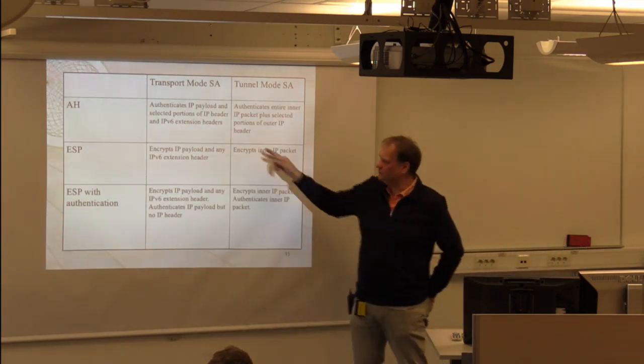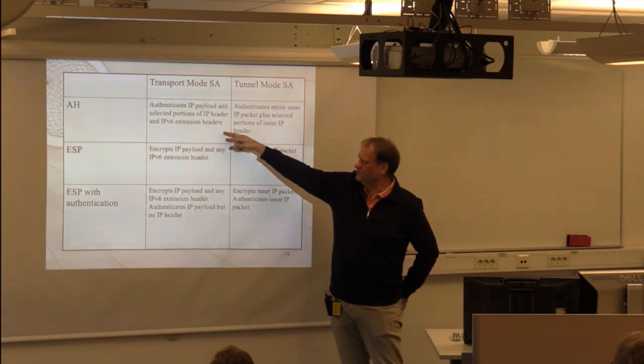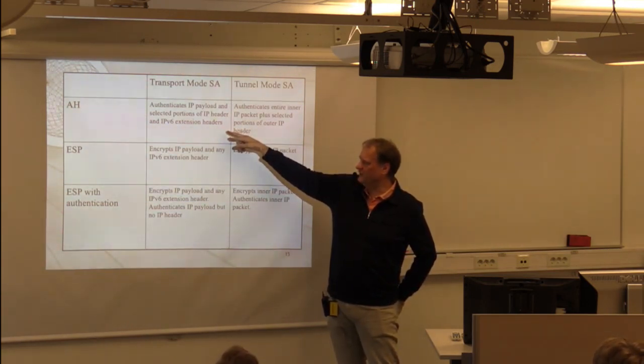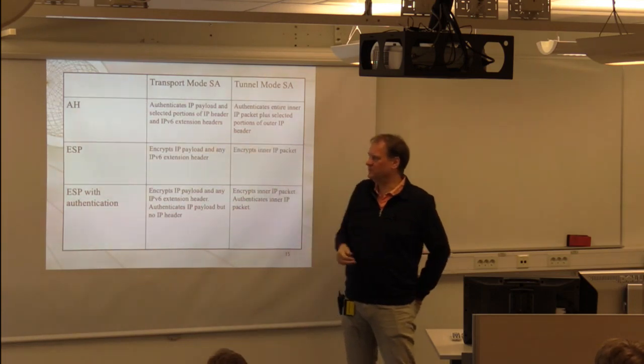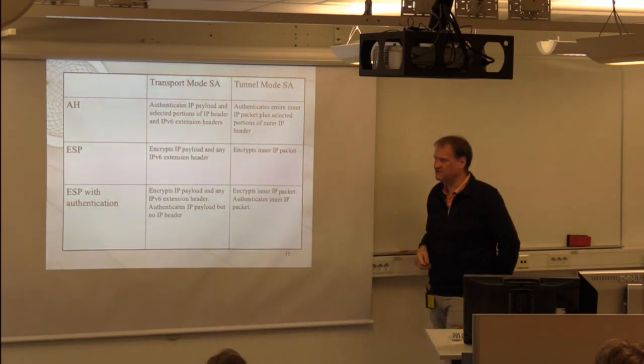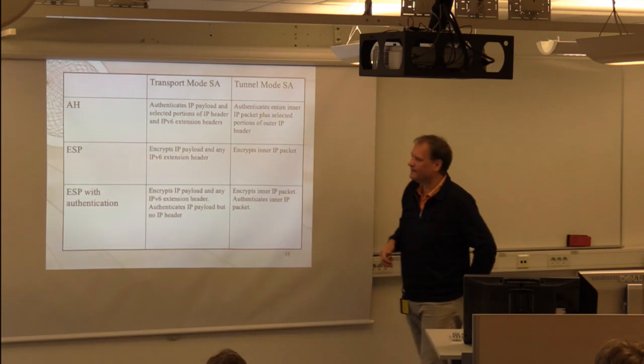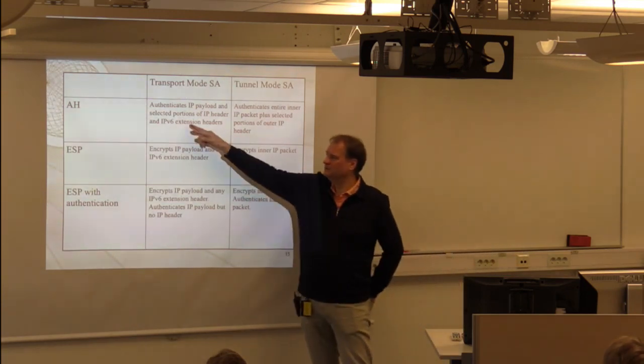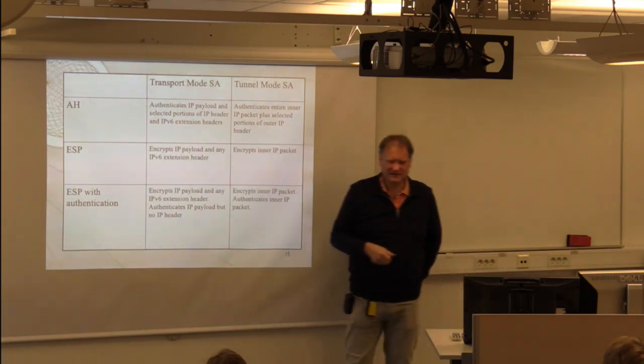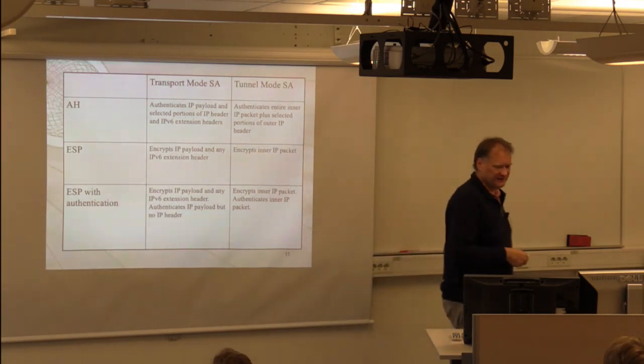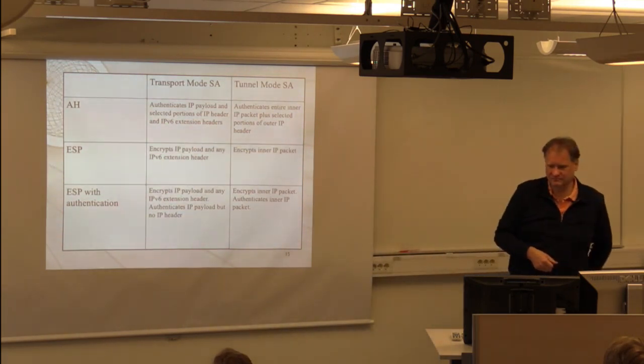And here you can see what is handled. So in transport mode, we authenticate the payload and selected portions of the IP header. And if we use IP version 6, also the extension headers. Why only selected portions? Why don't we authenticate the entire header?